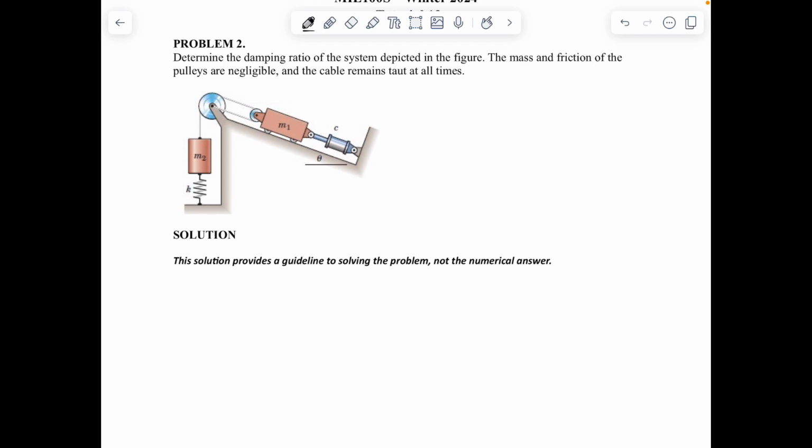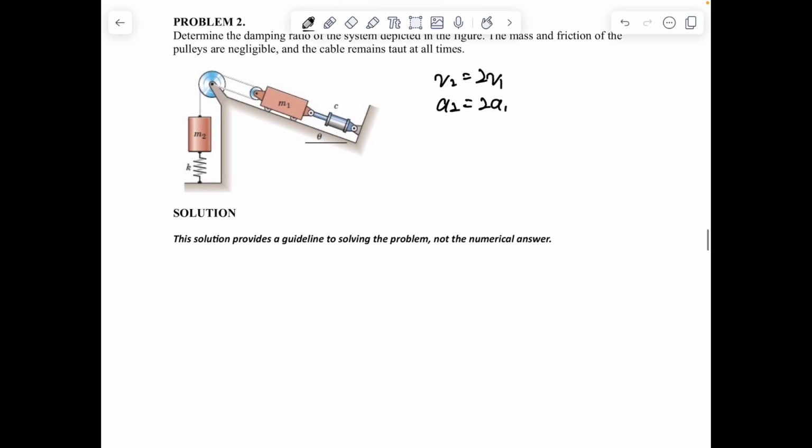Question number 2. Determine the damping ratio of the system depicted in the figure. The mass and friction of the pulleys are negligible, and the cables remain taut at all times. First, from constraint, we could say V2 is equal to 2V1 and A2 is equal to 2A1. We can do a free body diagram of the two masses. For mass 1, we have 2 tension from the cable and also the force from the damper, which is c x1 dot.